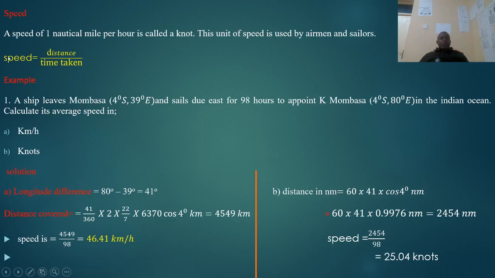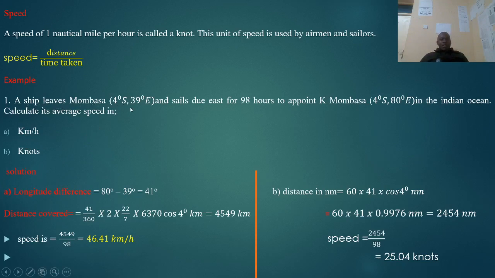Now, in Form 2 we learned about speed as the distance over time taken. So if you know speed is equal to distance over time taken, then you are able to do questions. As long as you know how to calculate the distance, you are able to calculate the sums of distances.